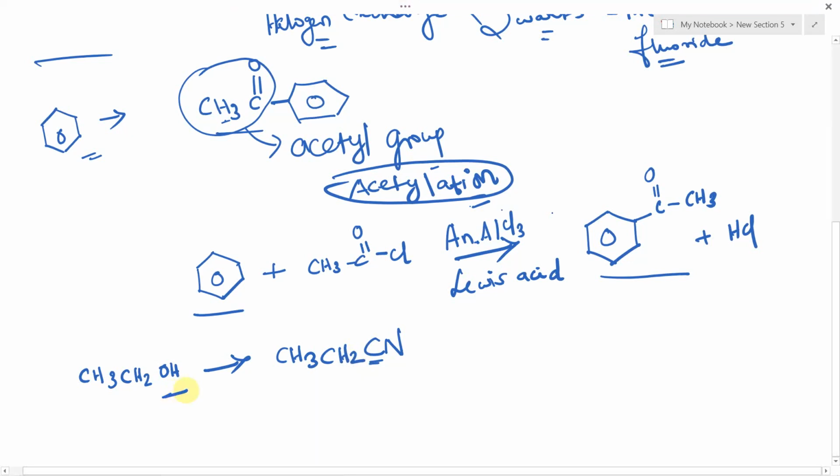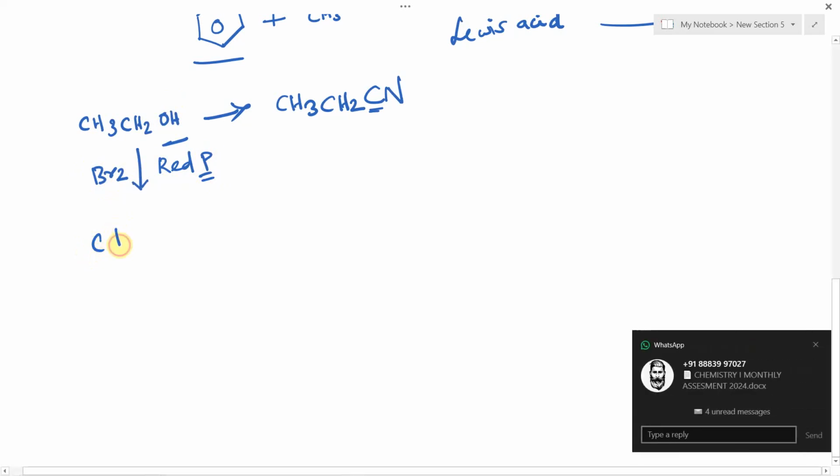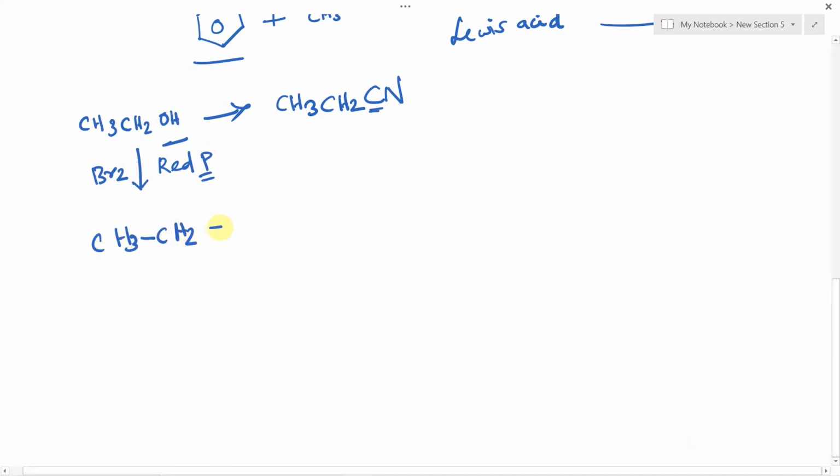So this alcohol should be converted into this cyanide. First of all, what we have to do? We have to convert this alcohol into an alkyl halide. So for that, we have to treat with red phosphorus and bromine, right? So this gets converted into CH3CH2Br, the corresponding alkyl halide, right?